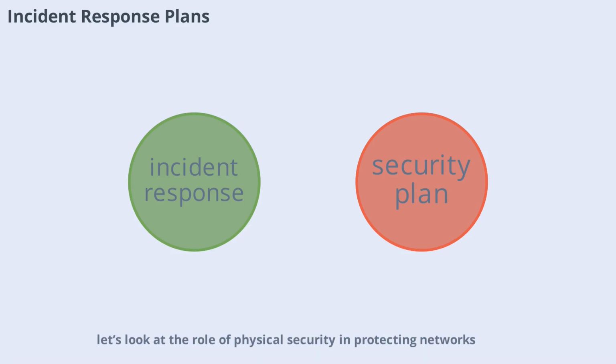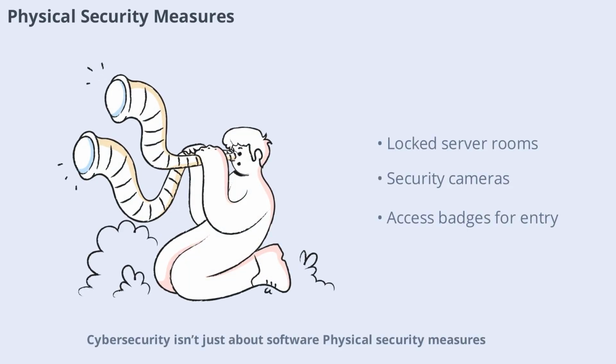Now, let's look at the role of physical security in protecting networks. Cybersecurity isn't just about software. Physical security measures like locked server rooms, security cameras, and access badges help prevent unauthorized access to network equipment. Protecting hardware is just as important as protecting data. Combining physical and digital security creates a strong defense against threats.